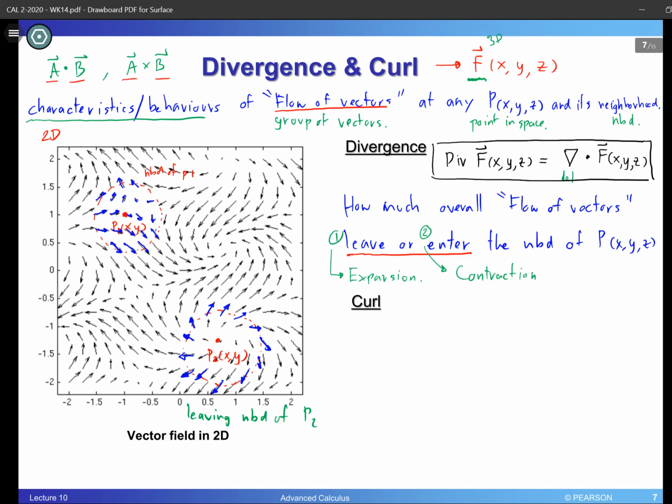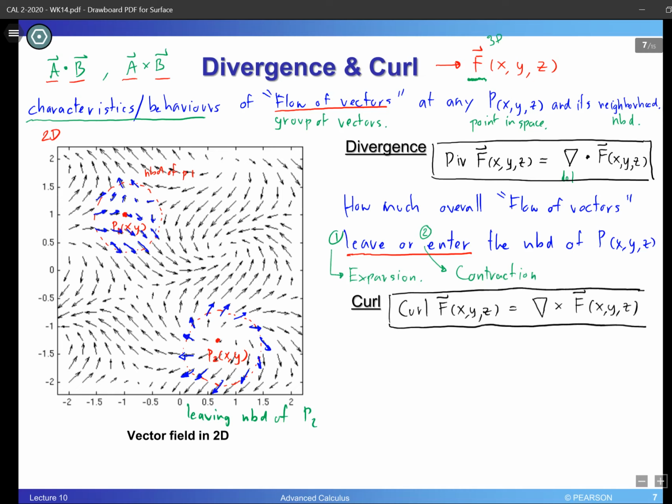Now let's move to curl. So let's start with the formula for the curl. It's going to be this: curl of vector field at any point in the space x, y, z equal to, once again we have this sign, del, cross with the vector field, big F. Alright, very similar to the divergence, except that we use cross product here. Okay, let's put a box around this once again. And I'm going to talk about this later in the next few slides.